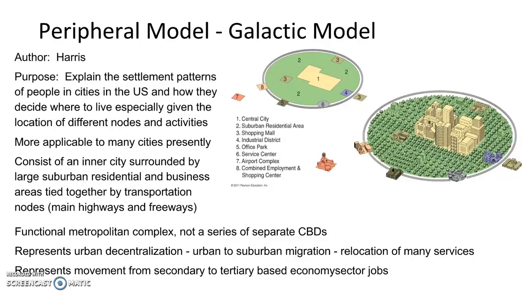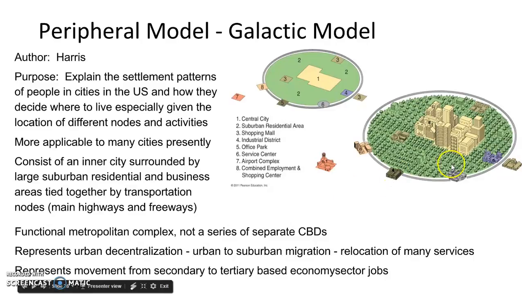So again, the urban models, we have concentric zone, sector model, and multiple nuclei model, all of which were created based on Chicago. And then our more recent model is our peripheral model, the galactic model. This is much more applicable to many of the cities presently in the United States.